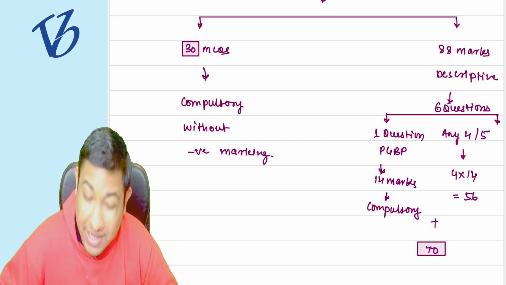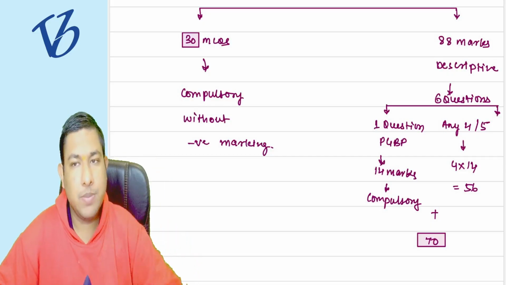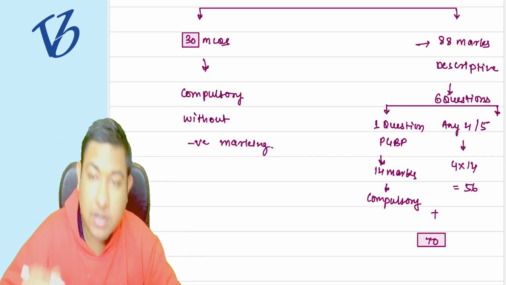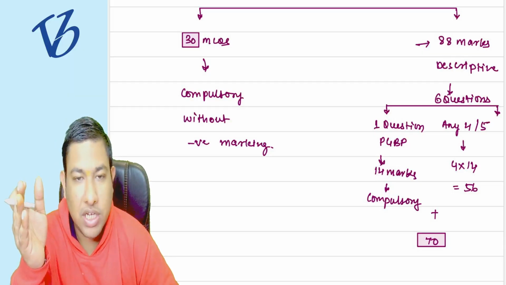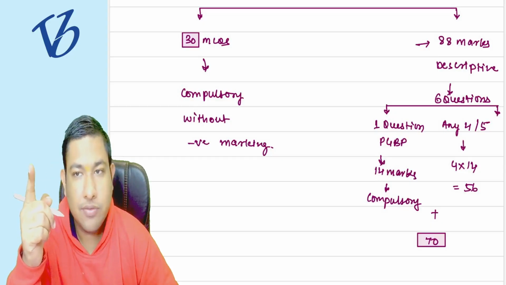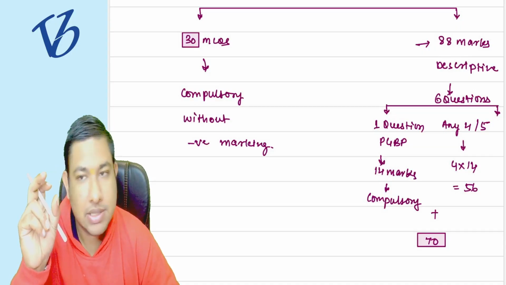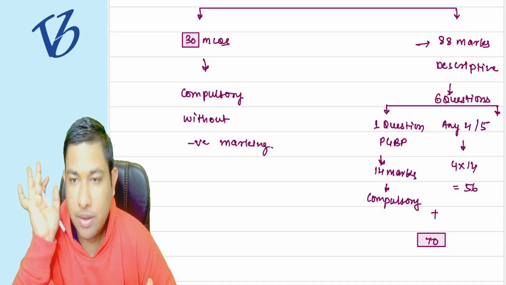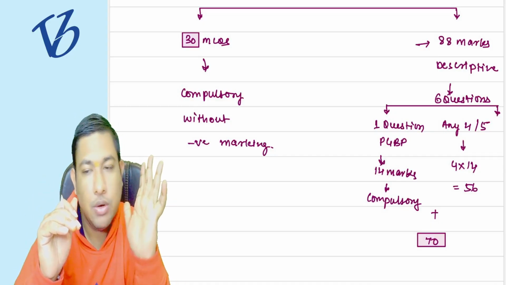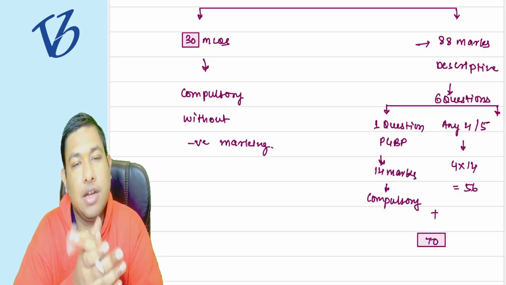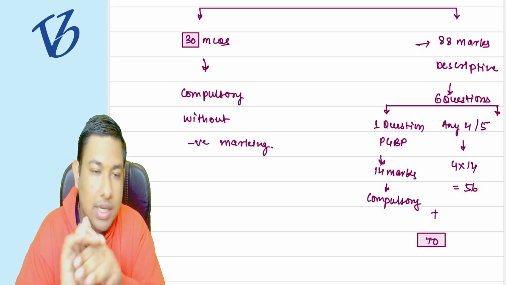But there will be an internal choice. There will be an internal choice in question number 5 or question number 6, that will make the descriptive part of 88. One question you will leave, which will be of 14 marks, plus one question of 4 marks will be an internal option. So this will be 18 marks additional that you can skip. So out of 88 marks of the descriptive paper, you have to attempt only 70 marks, and 30 marks are of MCQs. This is how your paper pattern is going to be decided.